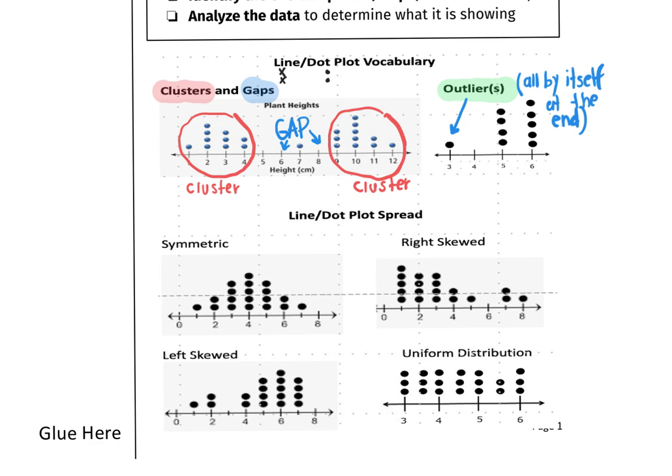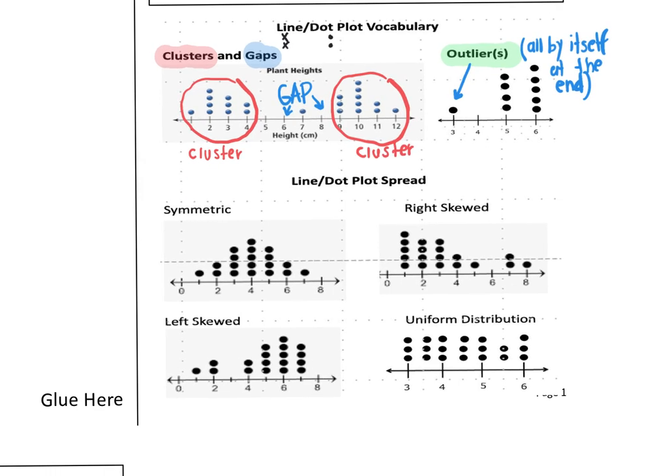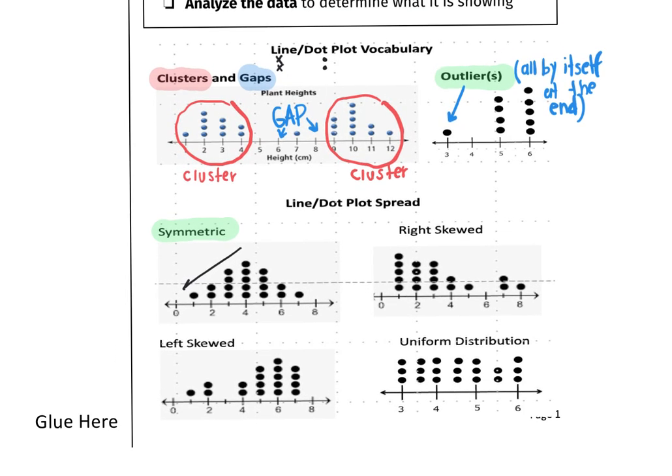The line or dot plot spread. If a line or dot plot is symmetric, that means it goes down on the left and right. It looks like a triangle. Okay, it looks very much like a triangle. So symmetric means it looks like a triangle. Right skewed means it goes down on the right-hand side. Okay, so skewed just means it goes down on the right-hand side. Skewed means it goes down, okay?